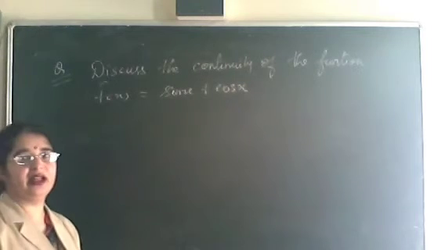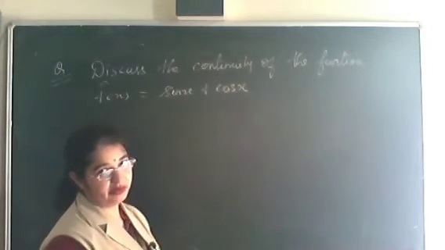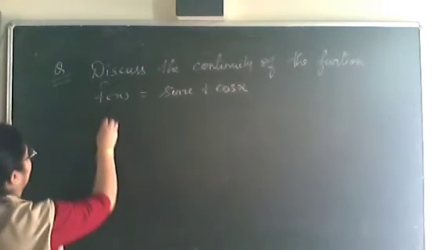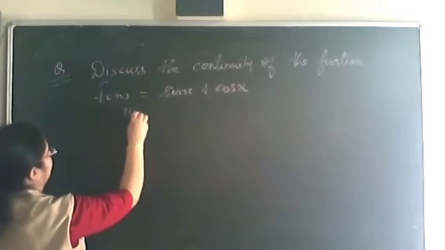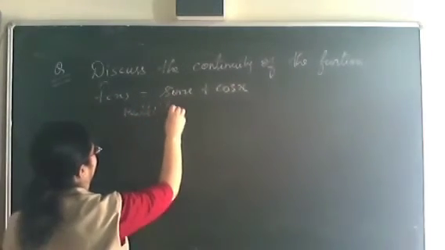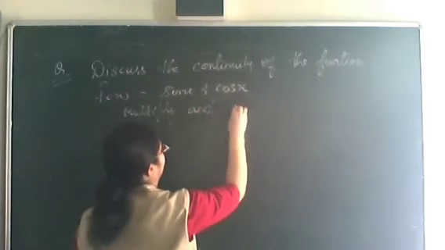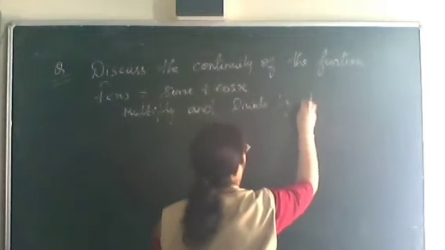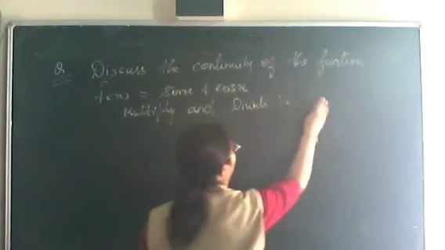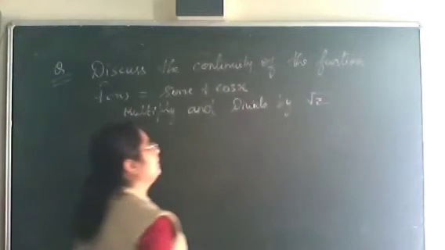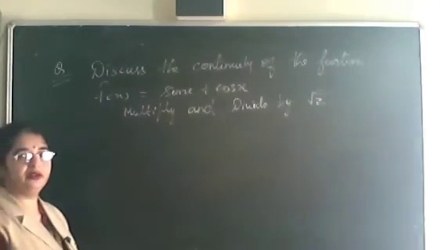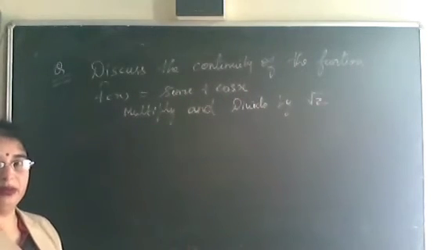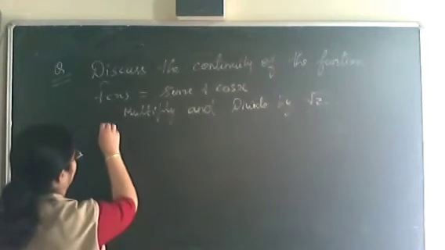Before calculating LHL and RHL, we have to simplify this trigonometric function, so that it will be easier for us to calculate. How will we simplify? Can we multiply and divide by root 2? If we multiply and divide the whole thing by root 2, it will be okay. Clear? So how can we write f(x) now?